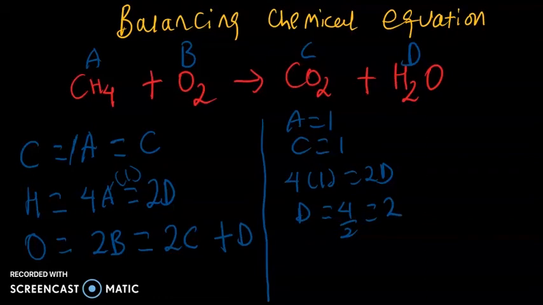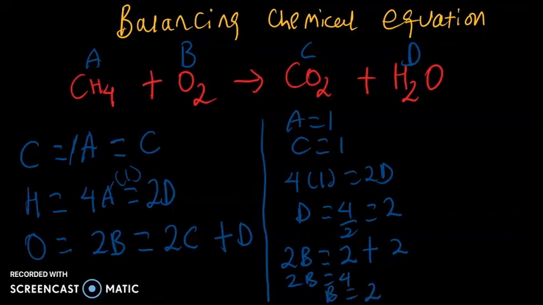And what we have found A, C, and D, and we are left with B. And we know the value of C and D already. So to find B, 2B is equals to 2C, C is 1, plus D is 2. 2 times 1, that's 2. So 2B is equals to 4 and B becomes 2.